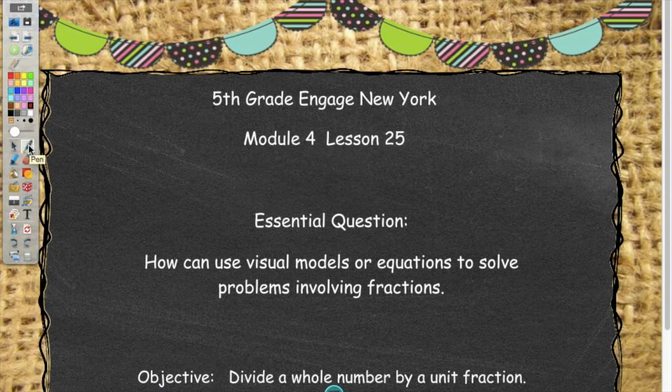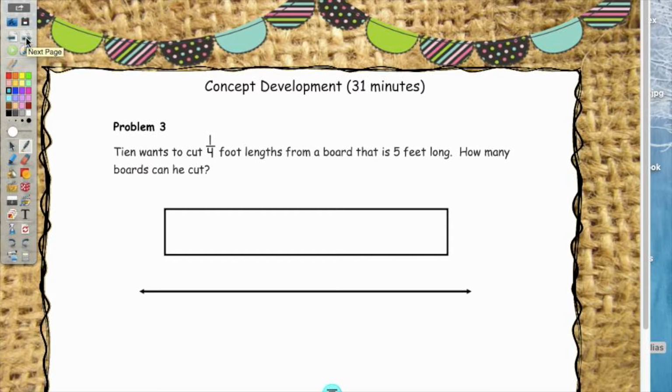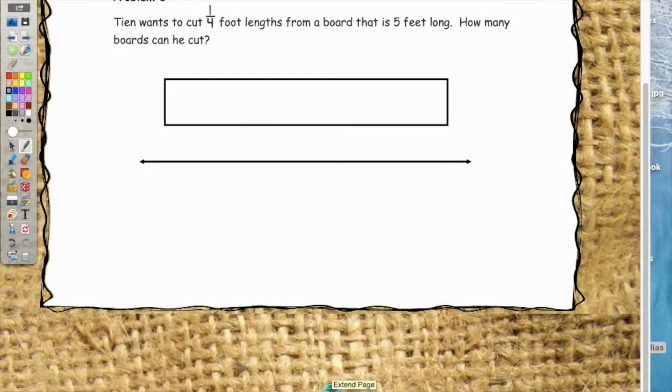To divide whole numbers and fractions, okay? All right. And then I'm going to teach you the trick. Tian wants to cut 1/4 foot lengths from a board that is 5 feet long. How many boards can he cut? Okay, do we have a total? Yes. What is it, Samaja?